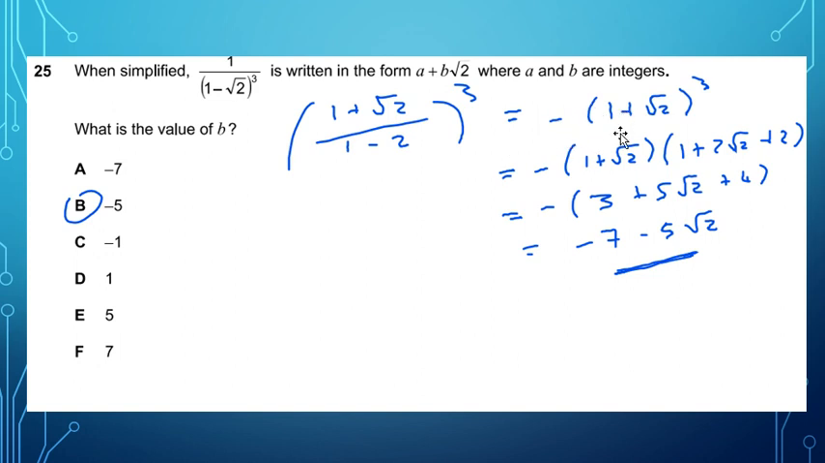And then we can work out the cube of that. Well, we can do 1 plus root 2 times the square of 1 plus root 2. So that's that expansion we've got there. And then multiply that spare bracket into the second one. And we can see the number in front of root 2 is going to be -5.